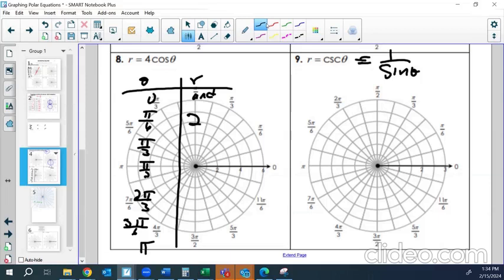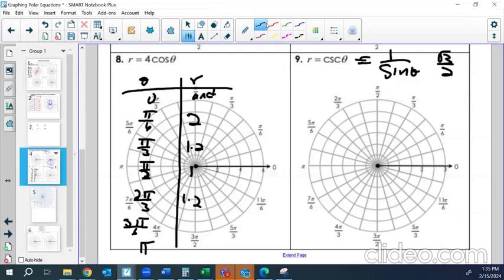Sine of pi over 3 is square root of 3 over 2, but when you flip it, it becomes 2 over radical 3, which is roughly 1.2. Sine of pi over 2 is 1. That still becomes 1. And sine of 2 pi over 3, again, is the same, 1.2. I'm going to stop here because you'll see the shape that this is going to take.